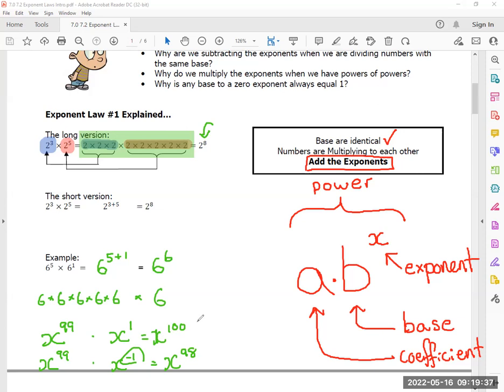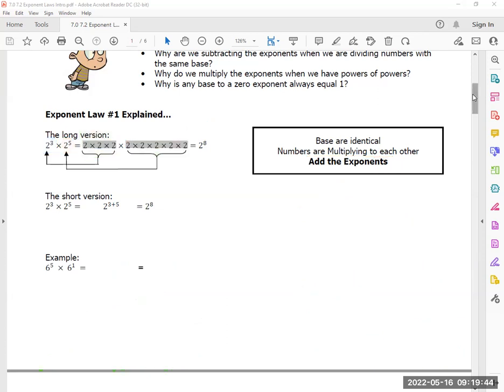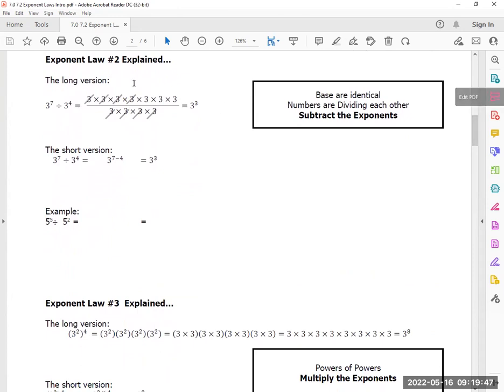So far, so good? Yes. Which brings us to division. How about that? Without looking at the explanation, are the bases identical? 3. 3. Yes, they are. Are the powers dividing? Yes, they are. If that's the case, subtract the exponents. So again, without looking at the explanation, first, apply it. 5 to the power of 5 divided by 5 to the power of 2. Instead of adding the exponents, we will subtract. 5 minus 2. This is 5 to the power of 3.